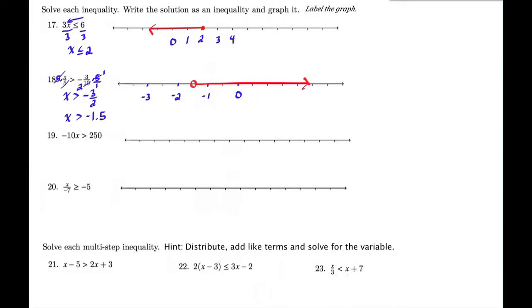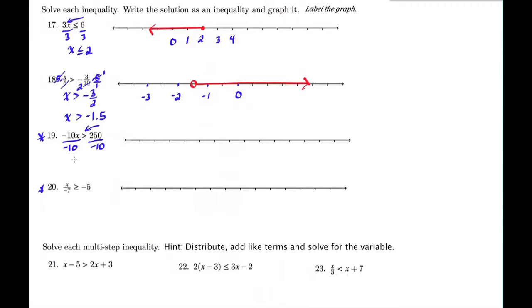Number 19. Okay, so with number 17 and 18, we were multiplying and dividing by positive numbers. Now when I have to multiply or divide by negative numbers, like number 19 and number 20, we have to be careful, because when I multiply or divide by a negative, I'm changing the sign of the inequality, because everything's going to be the opposite now because I've changed the negative. So if I divide by a negative 10 on this side to get rid of it, I have to do it to the right side.